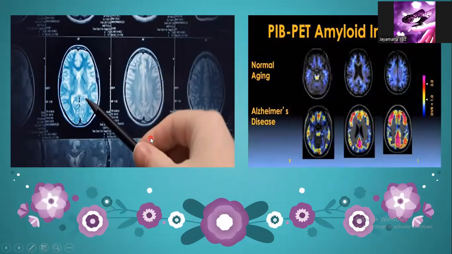So, the first picture shows a brain MRI scan, which often reveals brain atrophy or shrinkage, enlarged ventricles, and reduced hippocampal volume, which will cause memory loss and cognitive decline. Then this second image shows the PIB PET amyloid imaging, a brain scan technique which is used to detect the beta amyloid plaques.